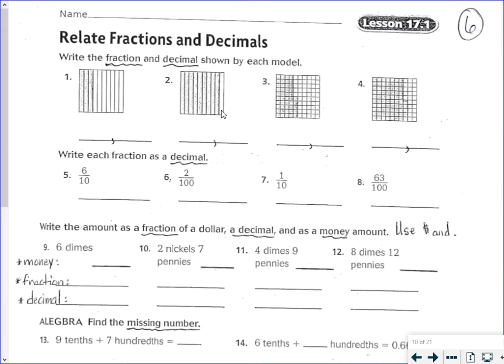Number 1 says write the fraction and decimal for both. So we'll start with this one. This one will be fraction. This one will be decimal.